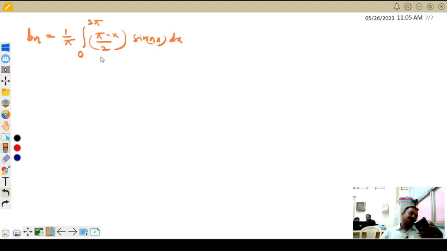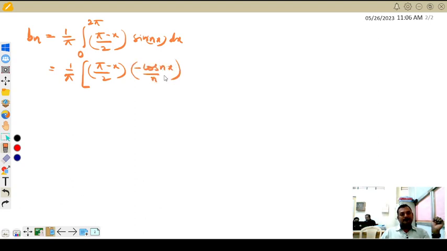Use, as usual, Bernoulli's generalized formula for integration by parts. So 1 by pi, first function pi minus x by 2, integration of sin nx is cos nx divided by n, minus differentiation of pi minus x by 2, which is 0 minus x, is 1 divided by 2. Or you can take 1 by 2 outside, then you can evaluate.